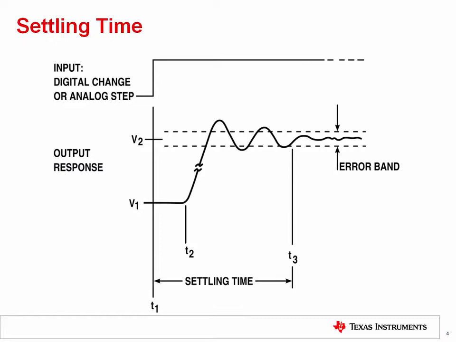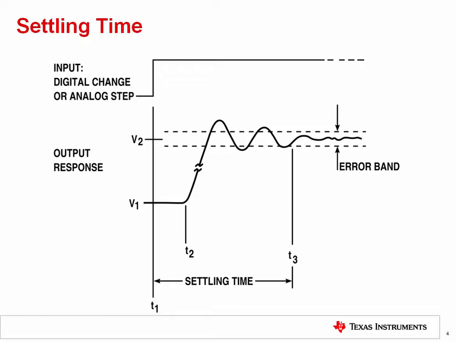Let's now move on to discuss settling time. Settling time is the time required for the amplifier's output to reach and stay within a certain error band after a large signal step is applied to the input. This error band can either be specified in terms of percentage or in terms of number of LSBs if you're trying to refer to an analog to digital converter with a certain number of bits.